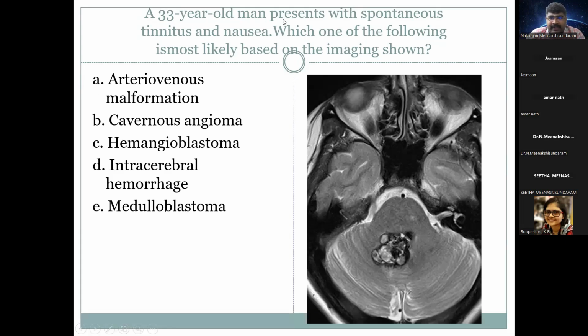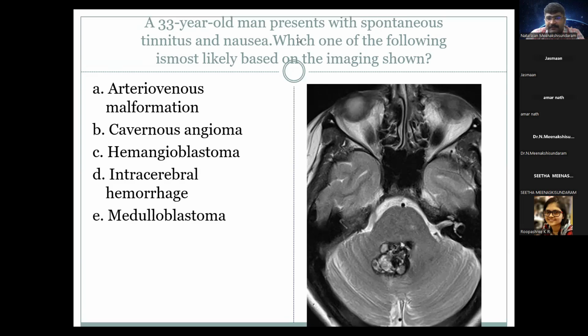We'll try to take a separate session on what the various sequences in the MRI are and how to identify each sequence. So what we see here is a T2 axial sequence. This is the lesion which we are describing here. So what is the probable diagnosis?